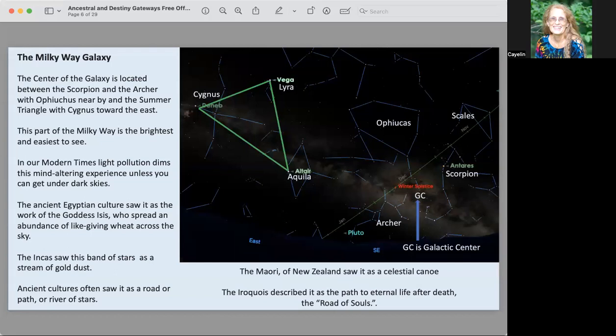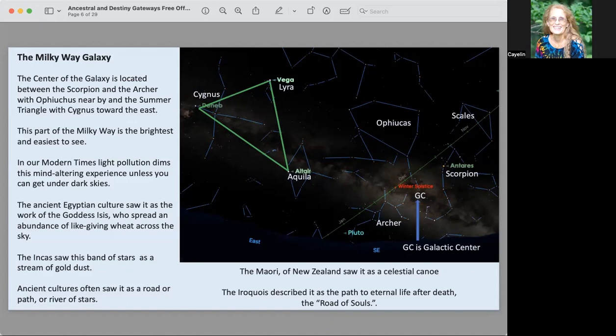The ancient Egyptian culture saw the Milky Way band as the goddess Isis. Sometimes she's depicted with open wings, and her open wings are the Milky Way band, spreading the abundance of life-giving wheat across the sky. The Inca saw this band of stars as a stream of gold dust, kind of cool. The ancient cultures often saw it as a road or a path or a river of stars. The Maori of New Zealand saw it as a celestial canoe. Longer story there, we'll go more deeply into it in the class. And the Iroquois described it as the path to eternal life after death, the road of souls.